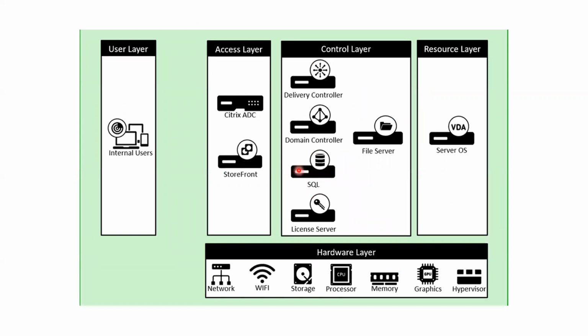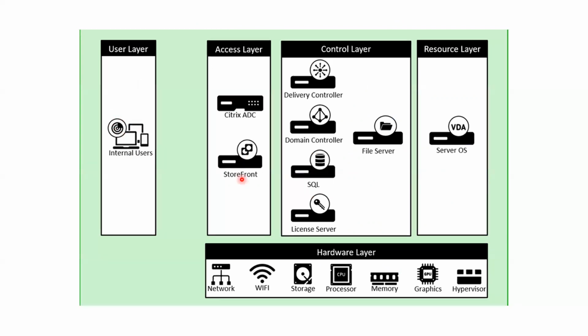Now coming to the layers. Citrix basically works in four layers. The first layer is the user layer. In the user layer, we have to install the application known as Citrix Workspace on their workstation, computer or laptop, whatever it is. The second layer will be the access layer.